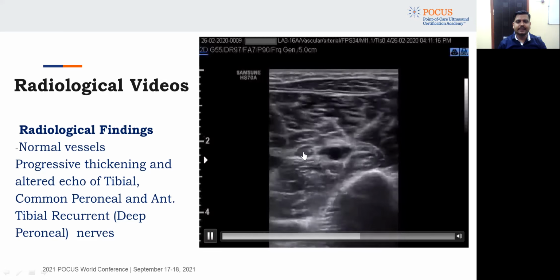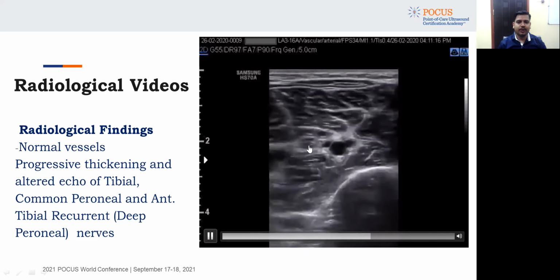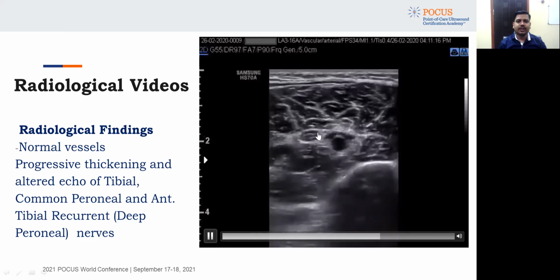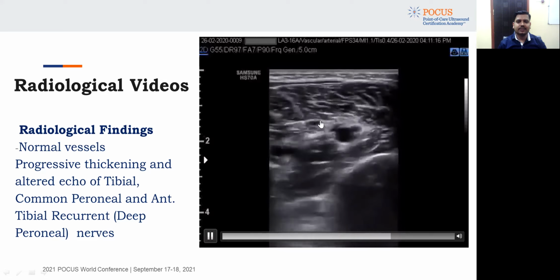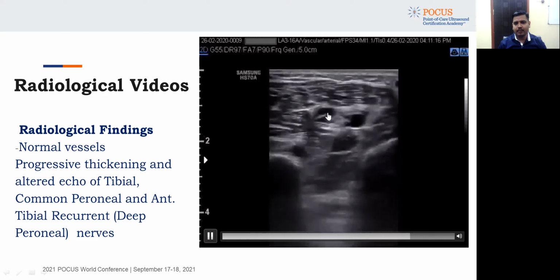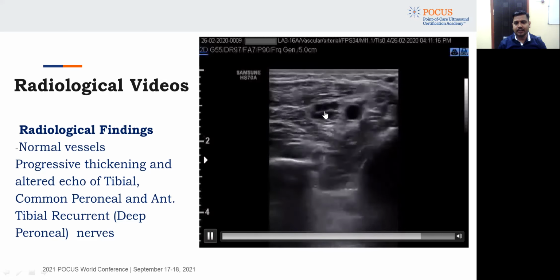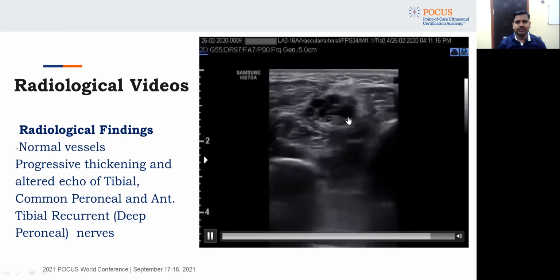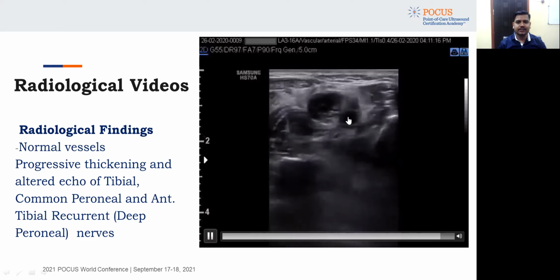Over here, we can see prominent hypoechoic nerve fascicles, and there is progressive increase in the cross-sectional area of the nerve. These are the prominent hypoechoic nerve fascicles. The left posterior tibial artery is absolutely normal.